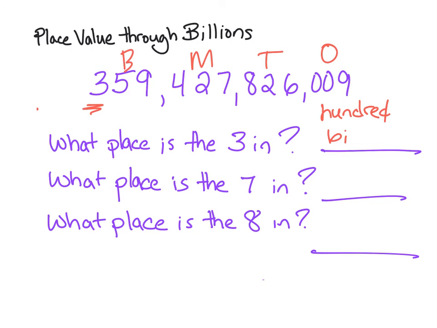In the next one, it says, what place is the 7 in? Well, we can see that the 7 is in the millions period, and it's the first number in that millions period. So we know that that would be 7 millions. It would be in the millions place. What place is the 8 in? Well, we can see the 8 is right here. The 8 is in the thousands period. It is the largest number in the thousands period. If we were just reading that number, we'd say 826. So we know that that would be 800, and in this case, thousands.